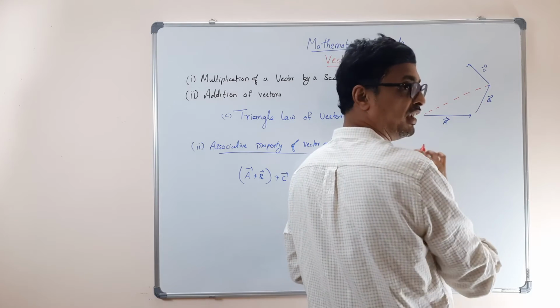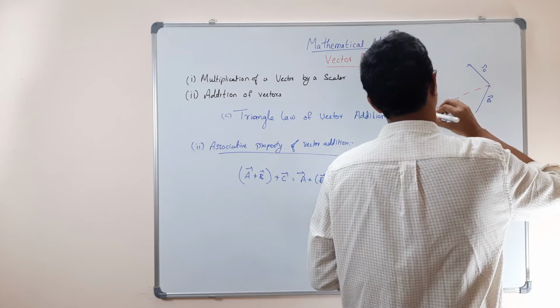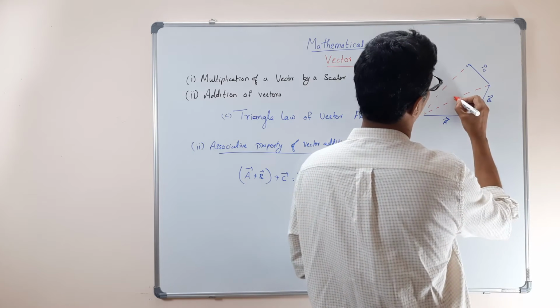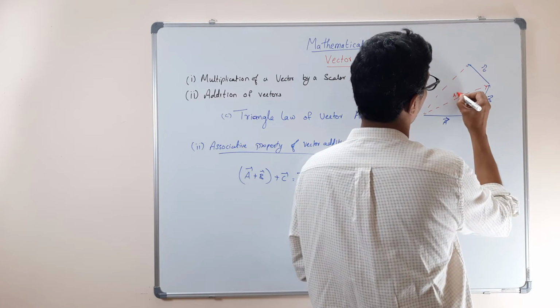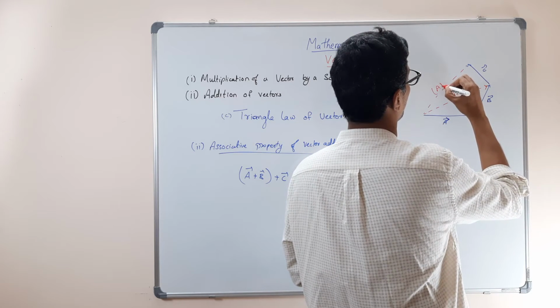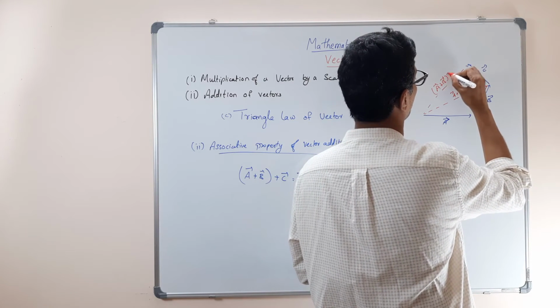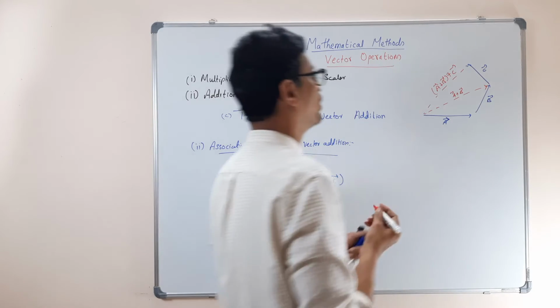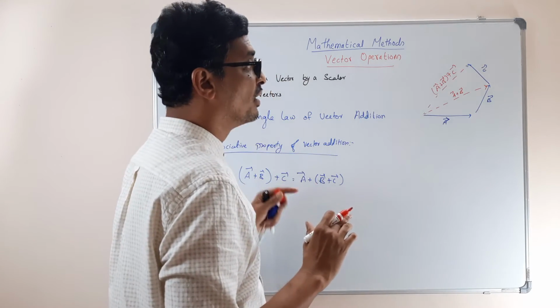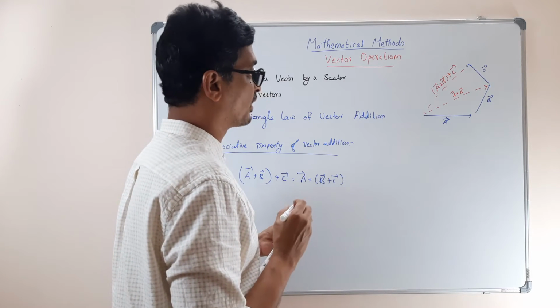This is A plus B, and then join these two. So this will be what? So we got this as A, this vector is A plus B vector, and this vector will be A plus B vector plus C vector. Okay, now we want to prove this vector should be equal to A plus B vector plus C vector also.